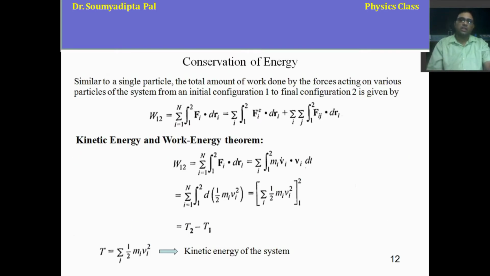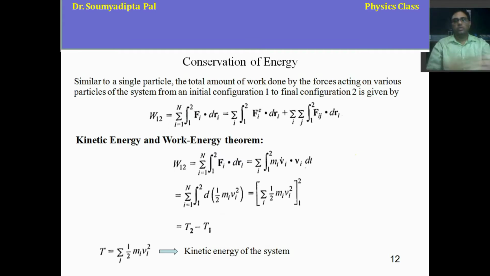Now let's understand what is conservation of energy. When we talk about conservation of energy, first we will see what is the kinetic energy of the system. So you have a particular point 1, and another point 2, and your particle is moving from point 1 to point 2.